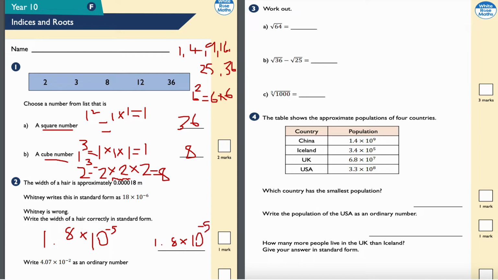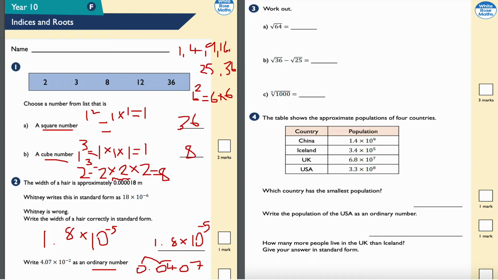Next question. Write 4.07 times 10 to the minus 2 as an ordinary number. So it's moving the decimal point 2 places to the left, so 0.0407. And I can check. So if I go 1, then 2, I get 4.07.